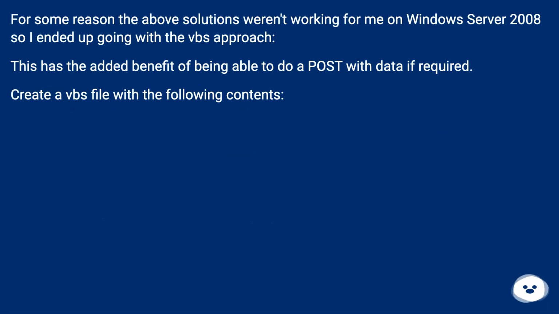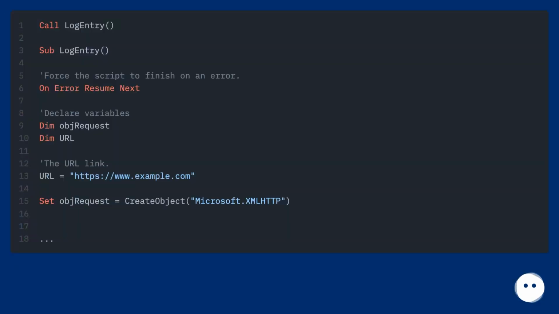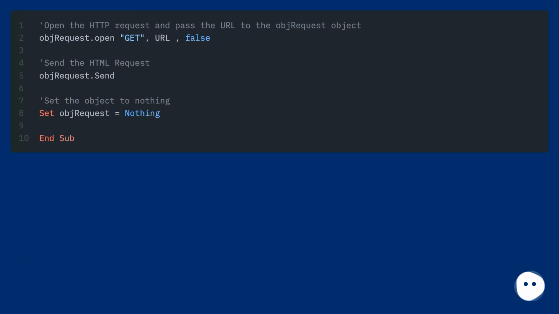For some reason the above solutions weren't working for me on Windows Server 2008, so I ended up going with the VBS approach. This has the added benefit of being able to do a post with data if required. Create a VBS file with the following contents. Credit to this site.